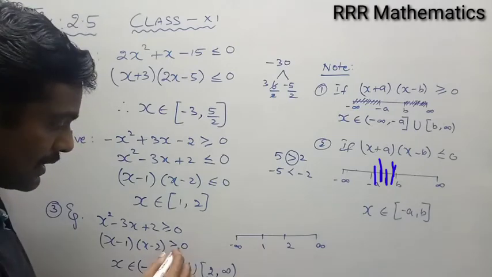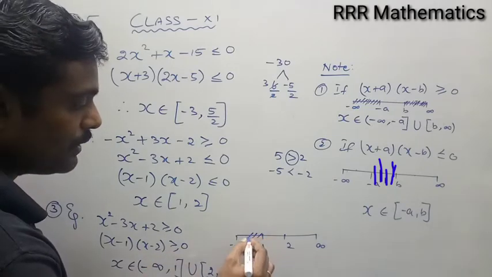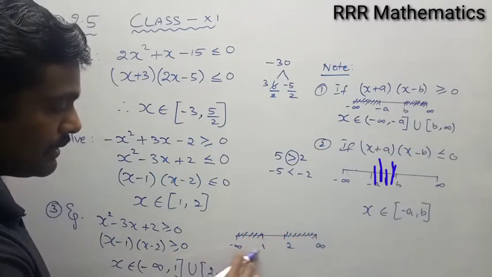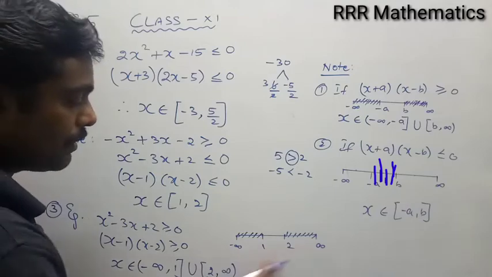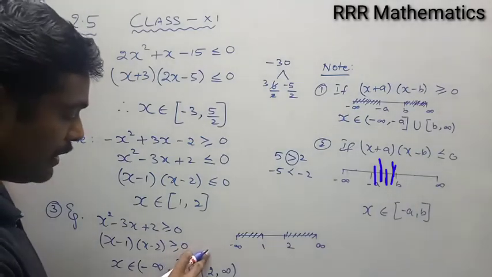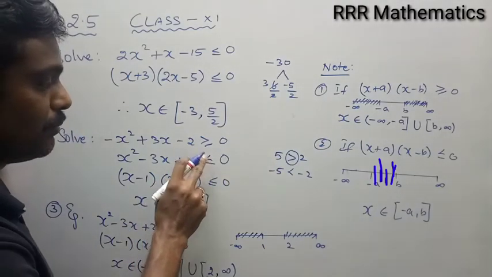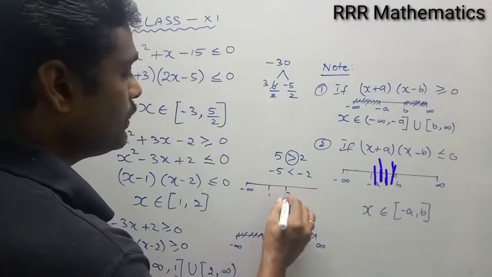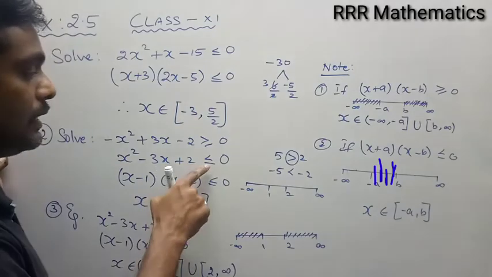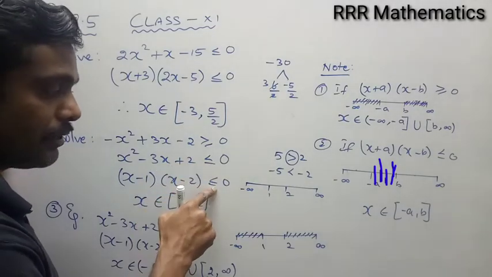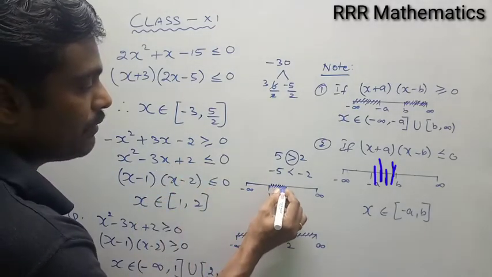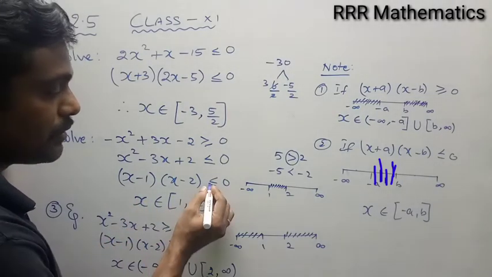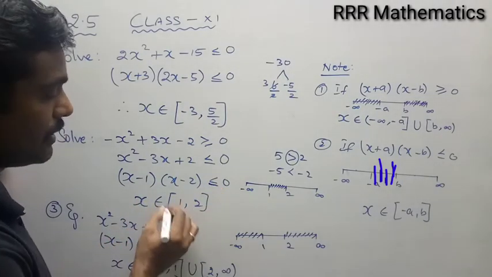So in this case, greater than or equal to 0, it lies outside here. Got it? Therefore minus infinity comma 1 and 2 comma infinity. Suppose the same inequality is less than or equal to 0, then in this case, with minus infinity, 1, 2 and plus infinity, less than or equal to 0 means it lies between the values only, that is 1 comma 2. Whether it is open or closed depends on this equal sign. I have an equal sign, so it is closed.